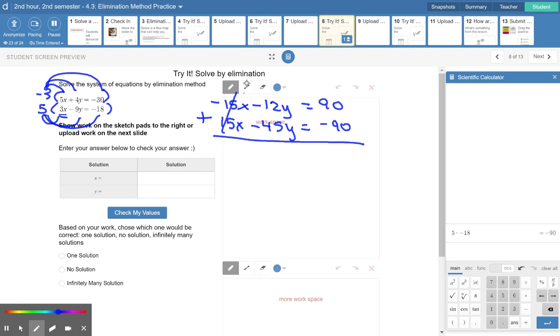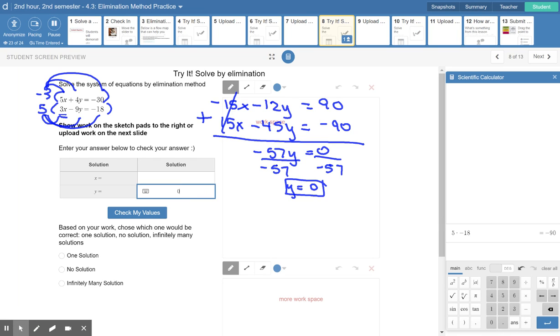Big adding problem. We're left with negative 57y equals 0. Please don't let this fool you. We still have a variable, so we still have to do the one step. Now the nice thing about when the 0 is on top, that means your y equals 0. 0 is a number. Please don't forget that. We still have a variable and it equals 0.